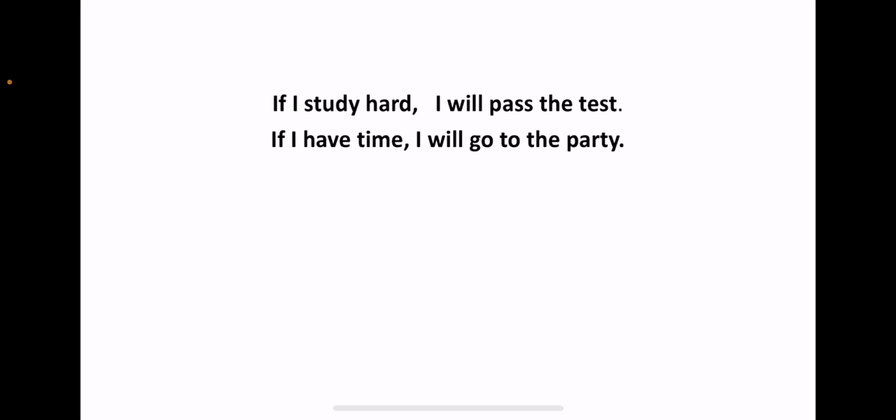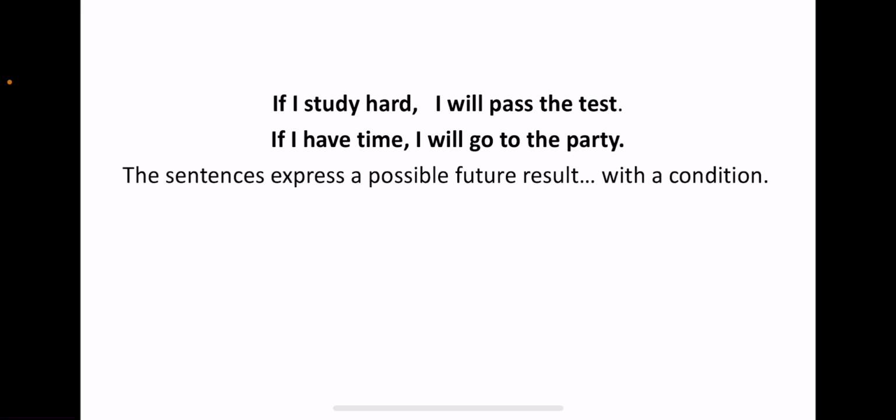So those sentences refer to the future, but we can see that the sentences have an expression at the beginning, right? So we can say that the sentences express a possible future result with a condition. The first part of the sentence indicates a condition, right? If I study hard, the result in the future, possible future result, I will pass the test. And in the second sentence, the condition, if I have time, I will go to the party.